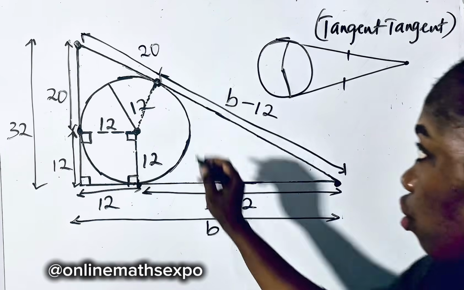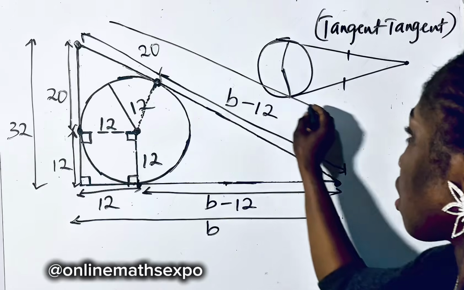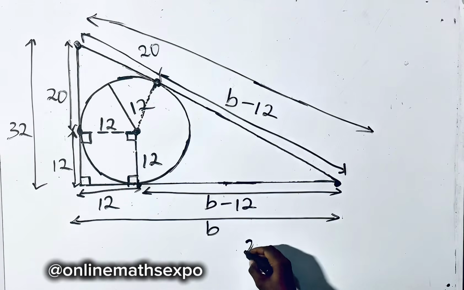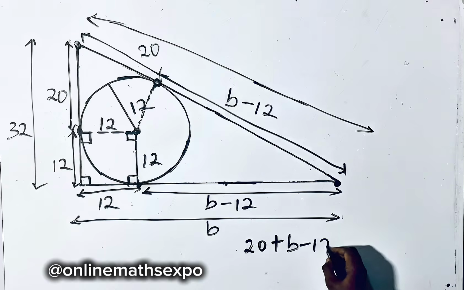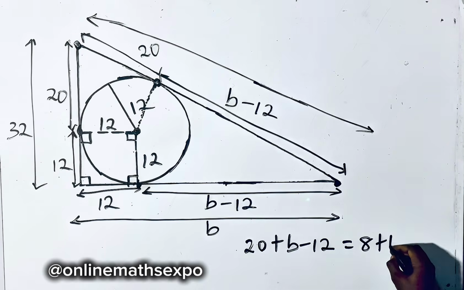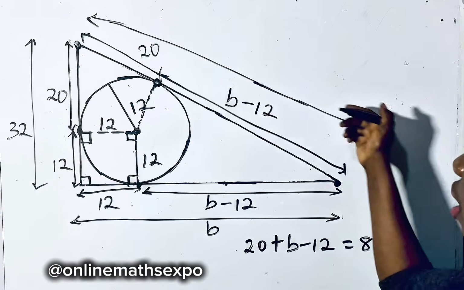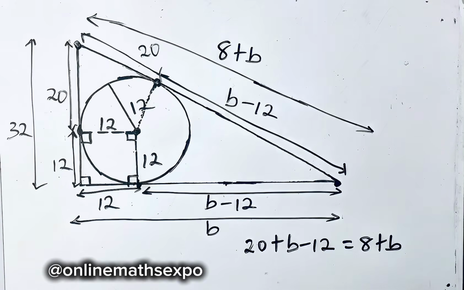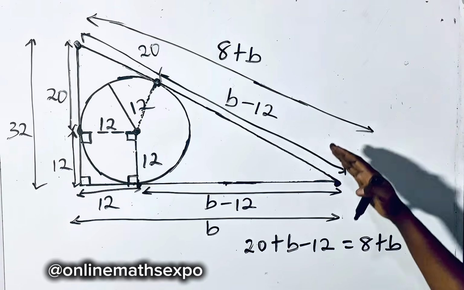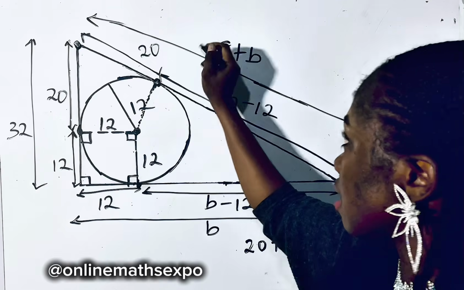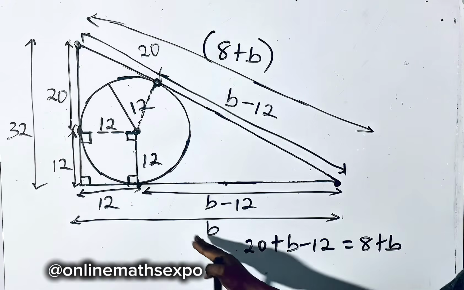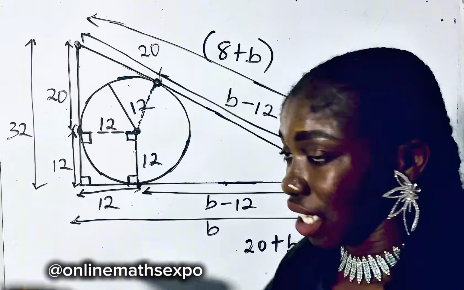So what should we do? Just add up the whole length here. So let's add it up, and that gives us 20 plus b minus 12. 20 subtract 12 is 8. It gives us 8 plus b. So this whole length gives us 8 plus b. Now looking at this also, you have observed that we've been able to identify this length as b, and this length is identified as 32.